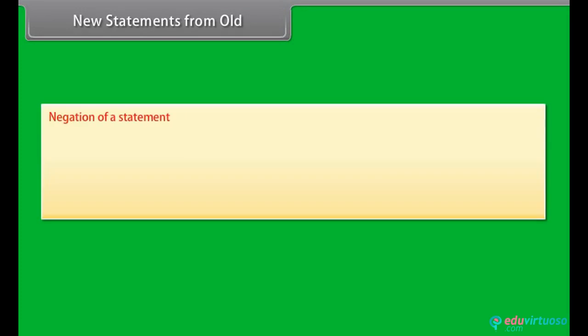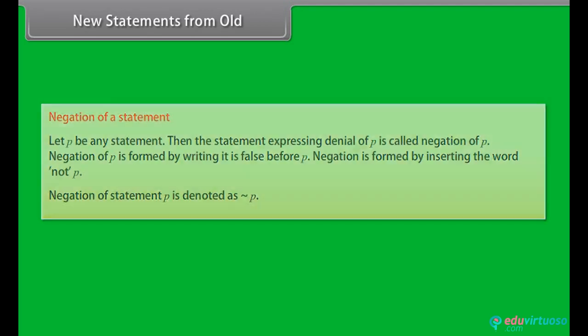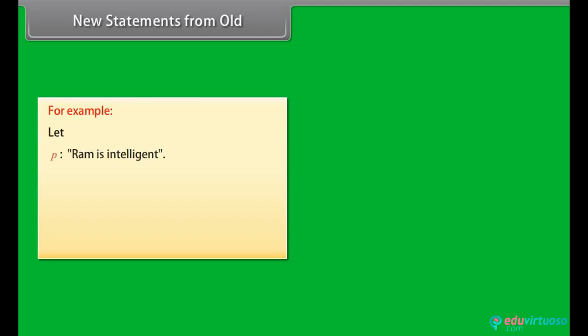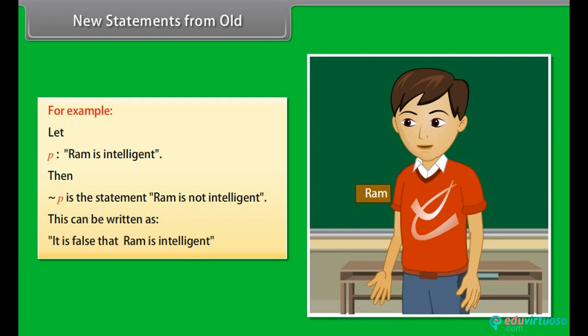New statements from old. Negation of a statement. Let P be any statement. Then the statement expressing denial of P is called negation of P. Negation of P is formed by writing "it is false" before P. Negation is formed by inserting the word "not" in P. Negation of statement P is denoted as "not P." For example, let P be the statement Ram is intelligent. Then not P is the statement Ram is not intelligent, or it is false that Ram is intelligent.